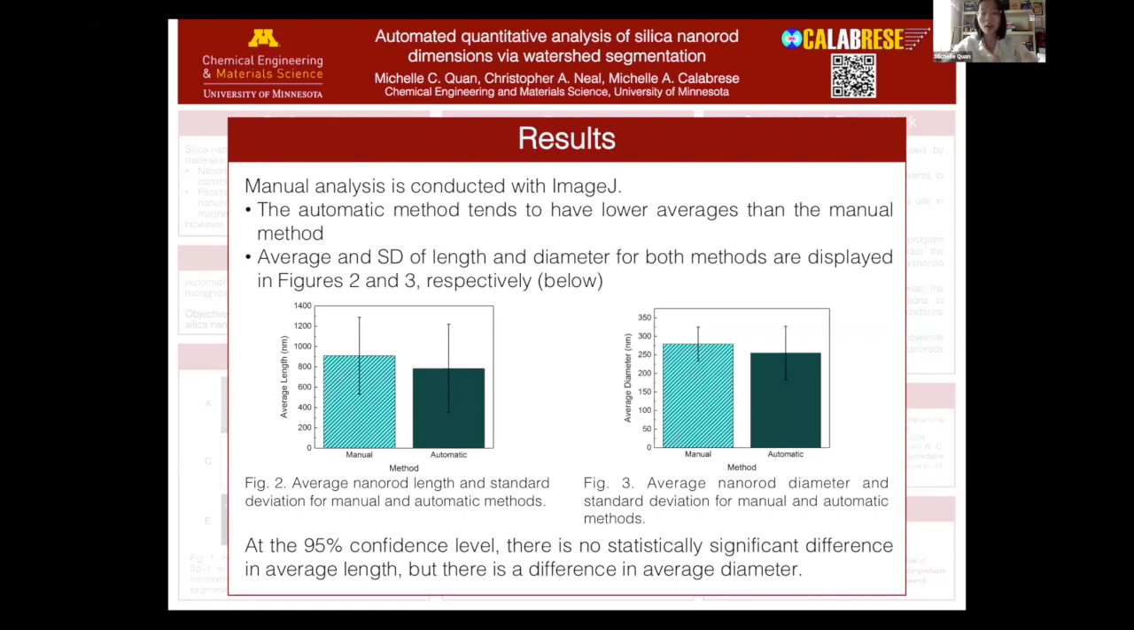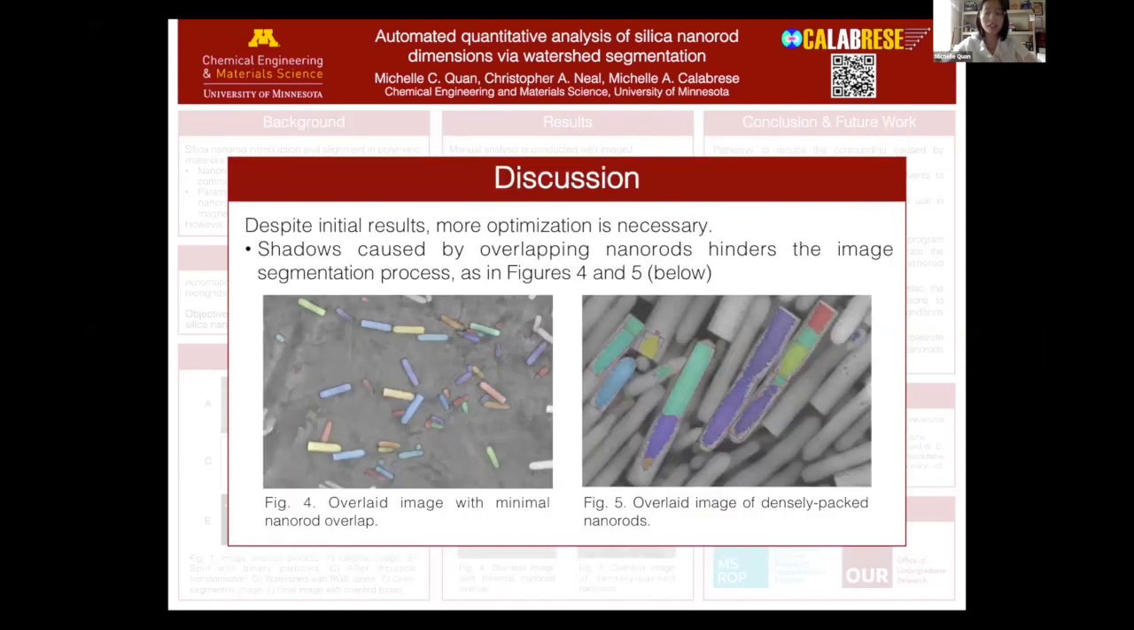To determine whether or not this difference was statistically significant, we ran a t-test and found that at the 95% confidence level, there was no statistically significant difference in average length. However, the difference for average diameter was statistically significant. One component that could have caused the statistically significant difference is an issue of overlap.